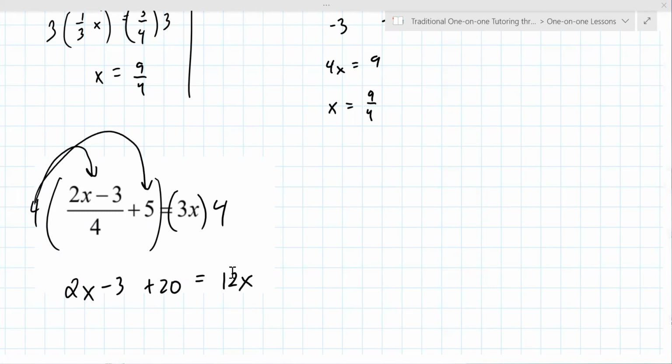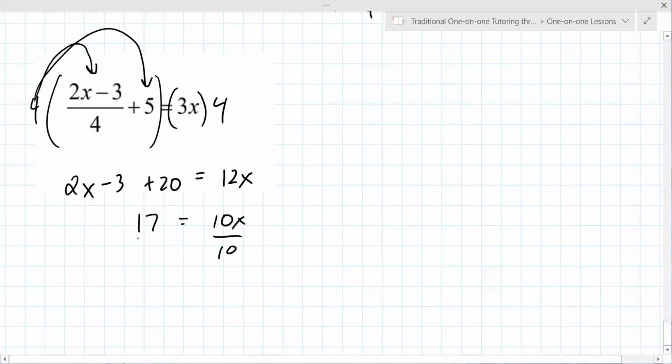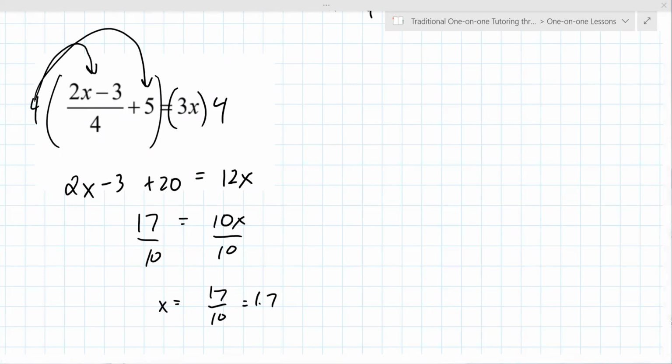All right, so subtract 2x, and you get 17 equals 10x. And then divide both sides by 10. x equals 17 over 10, or 1.7. Okay. Got it. And we're up to the last one here.